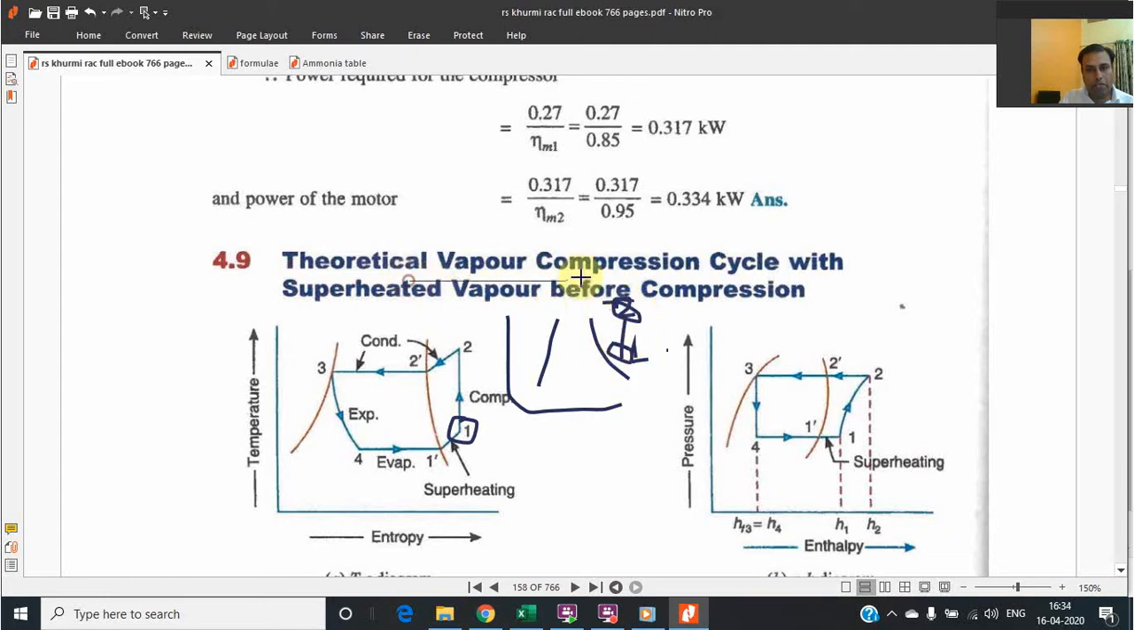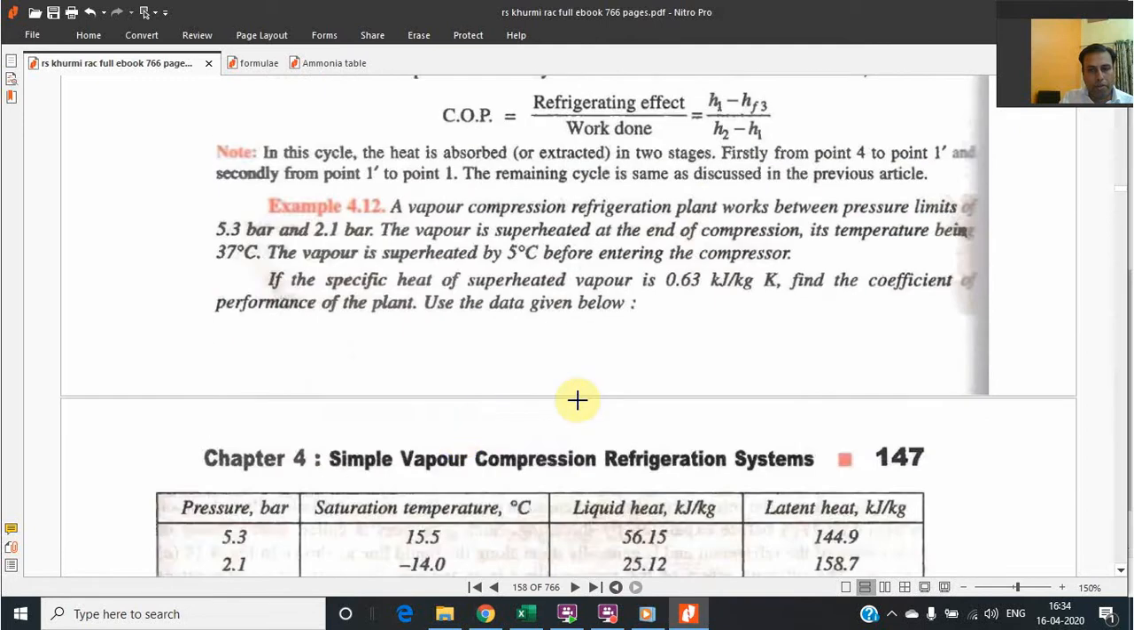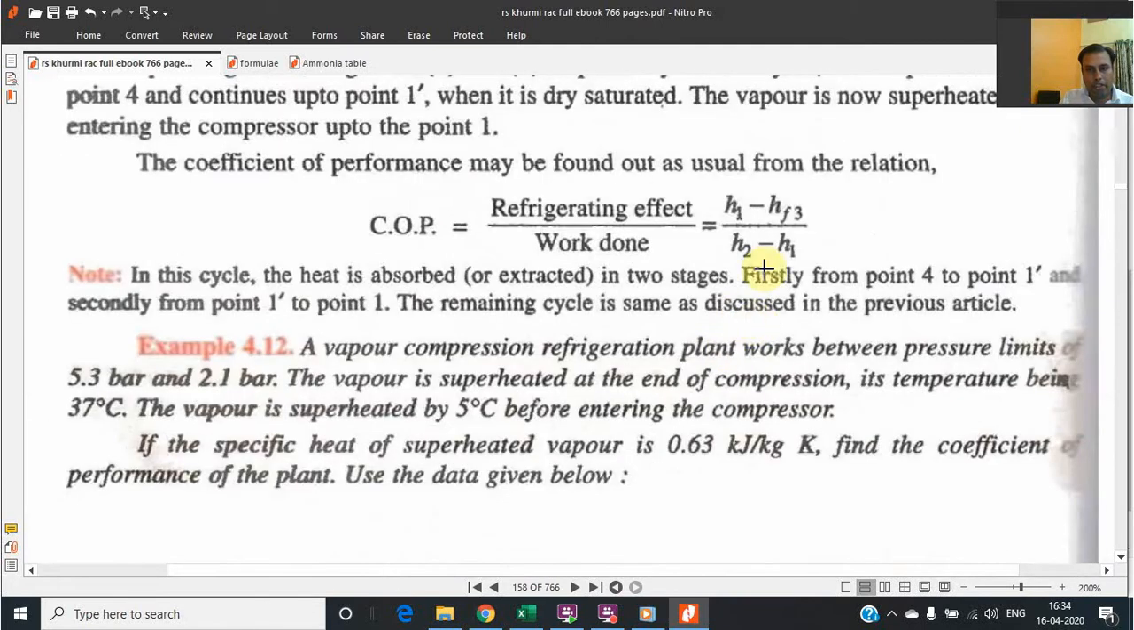The starting itself means before the compression, the vapor is superheated. That is shown over here. Again, the formula will remain same. That is a good thing that this book has maintained. That is H1 minus HF3 upon H2 minus H1.